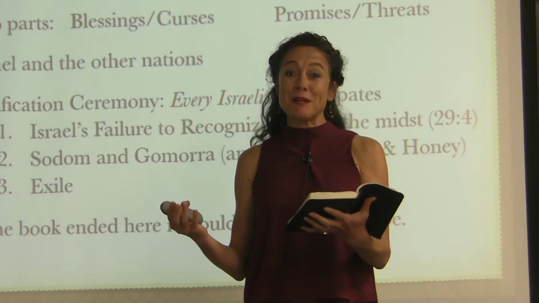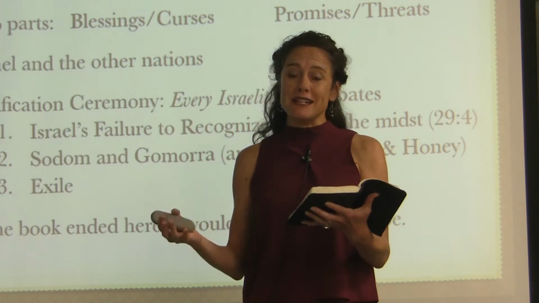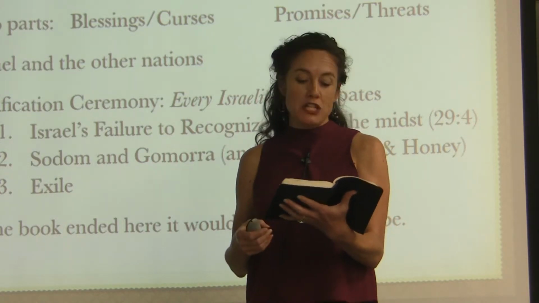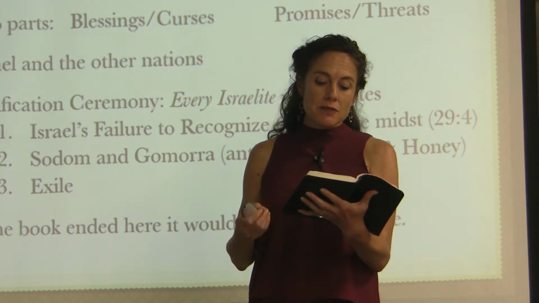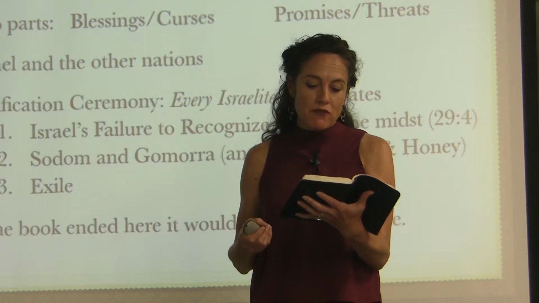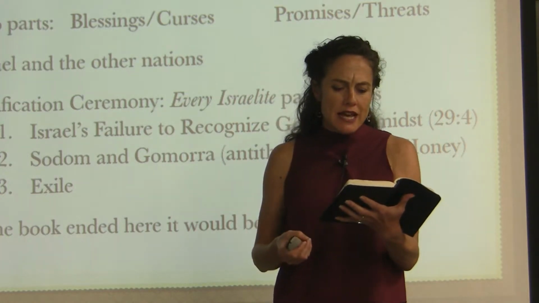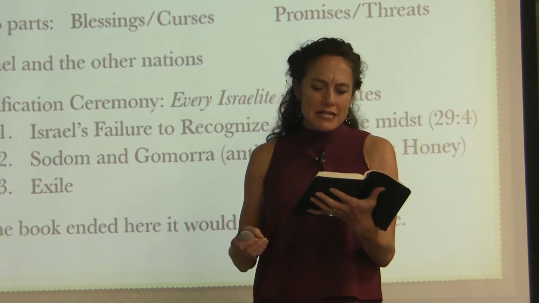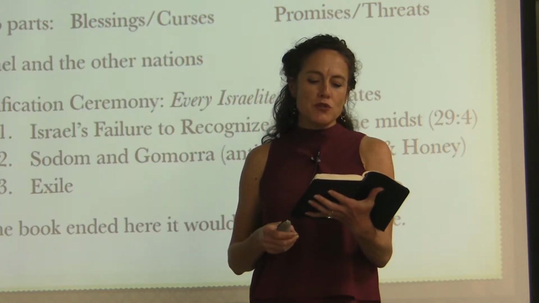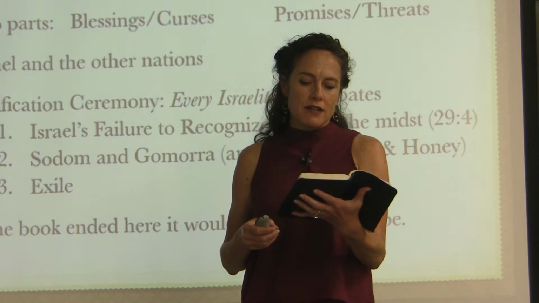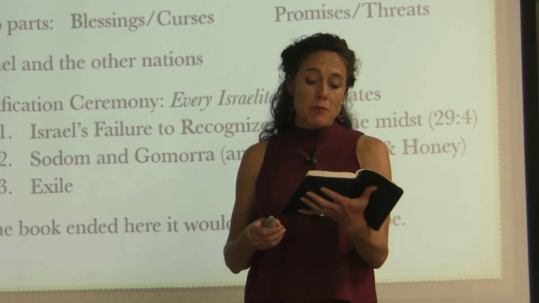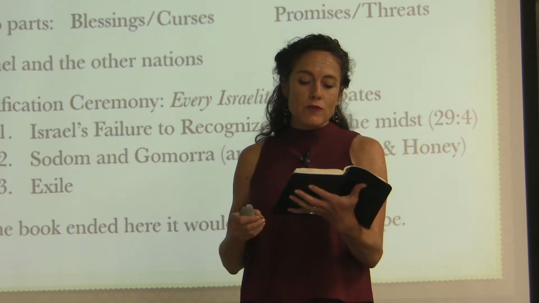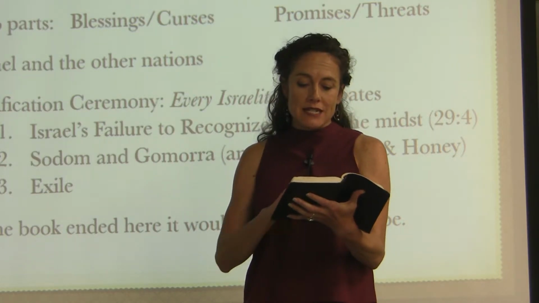Well, what about on the flip side, the threats? We have something like we see in verse 22. The Lord will smite you with the consumption and with fever and with inflammation and with fiery heat and with the sword and with blight and with mildew, and they will pursue you until you perish. The heaven which is over your head shall be bronze, the earth which is under you iron. The Lord will make the rain of your land powder and dust.